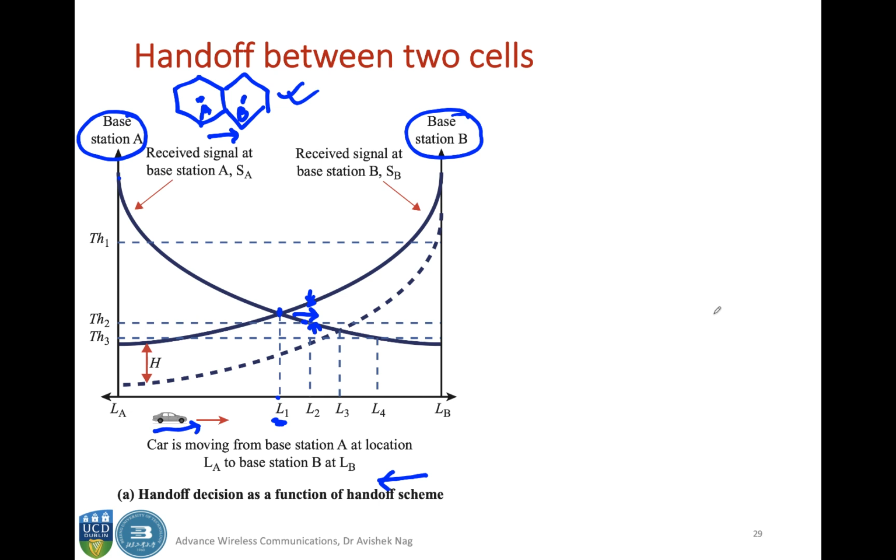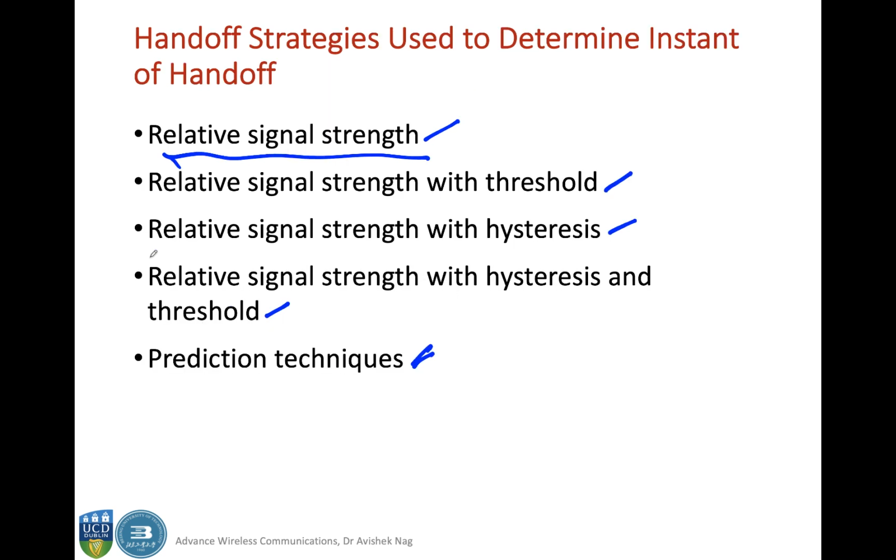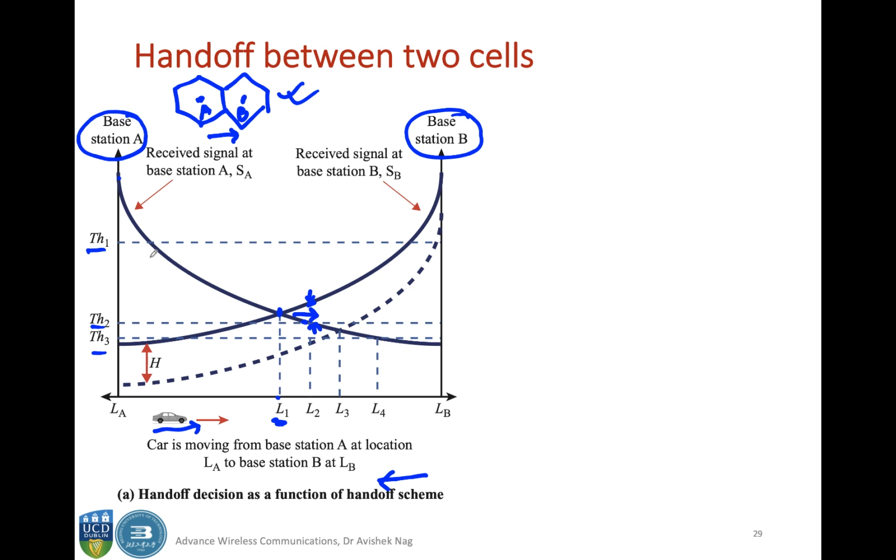Now the second strategy was relative signal strength with threshold. So you can set a threshold like this: threshold 1, threshold 2, threshold 3. If you want to follow the second strategy, which is relative signal strength with threshold, then you initiate the handoff when your relative signal strength falls below a threshold. Now, depending on how you choose your threshold, the distance where the handoff is initiated will change. So let's say your relative signal strength falls below a threshold and your threshold is this threshold 1, then your handoff will be initiated at this distance.